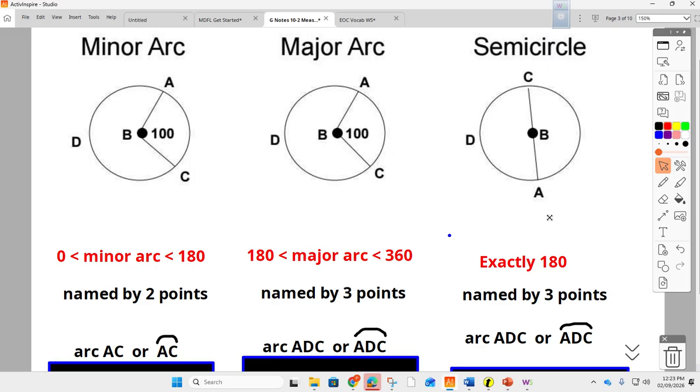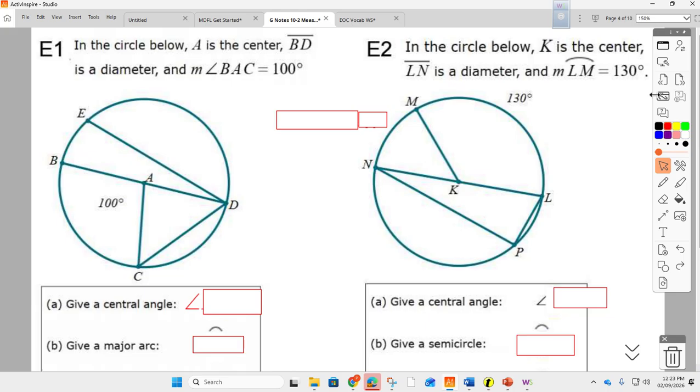Okay. So one of the ways you're going to see this on today's assignment, in the circle below, A is the center. Segment BD is a diameter, and the measure of angle BAC equals 100 degrees. Now, we should know, looking at, what do we call this circle? What's the name of this circle, Maya? Helen, what's the name of the circle?